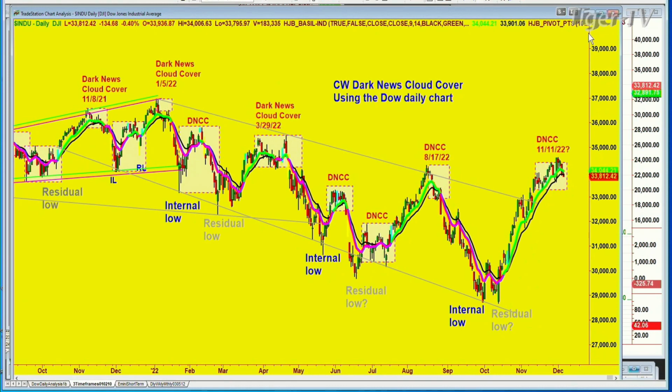Look, basically what happens is, I still to this day don't really know what to call it, but I've called it the Chapman Wave Dark News Cloud Cover. And basically what it is, I use the Dow as the example, is that at a certain point the market gets oversold. That's the Dow gets overbought.